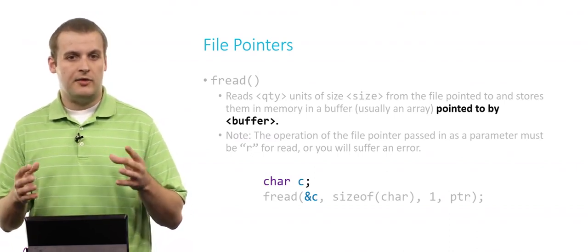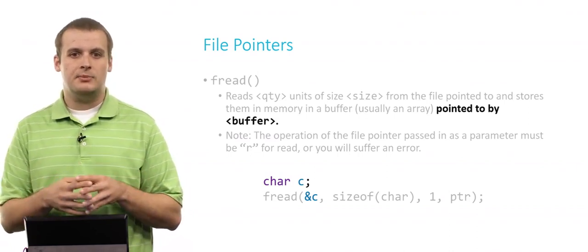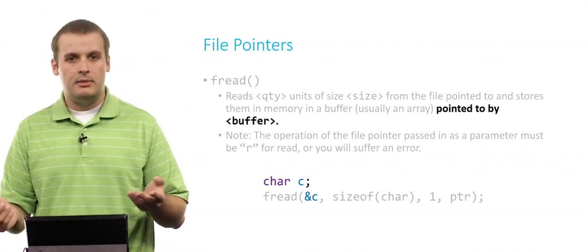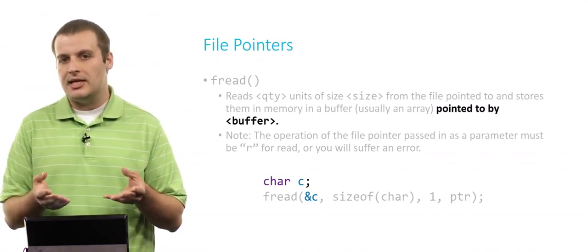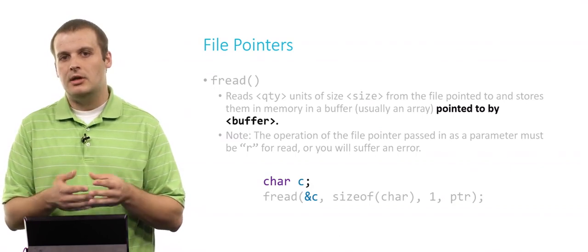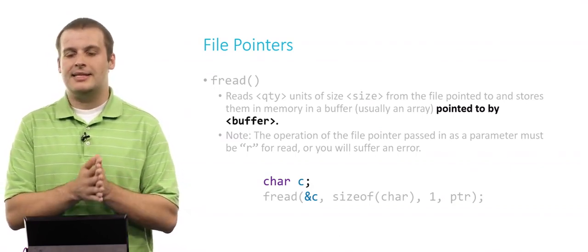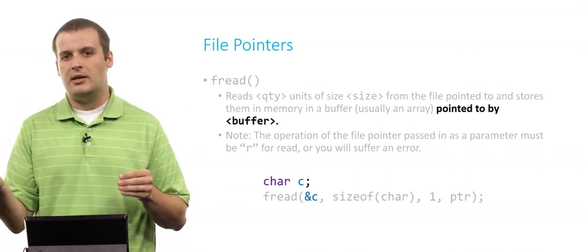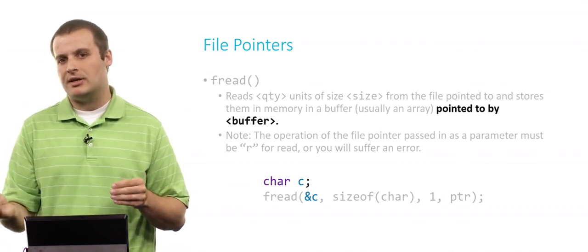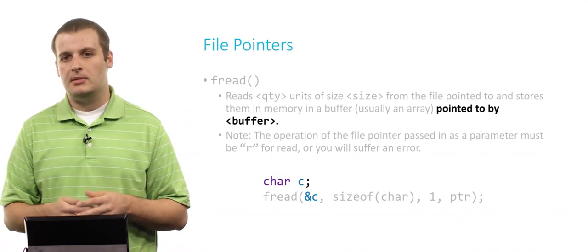Again, the name of an array is a pointer, so we don't need to do ampersand array. But C, the character C here, is not an array. It's just a variable. And so we need to pass in ampersand C to indicate that that's the address where we want to store this one byte of information, this one character that we're collecting from PTR.